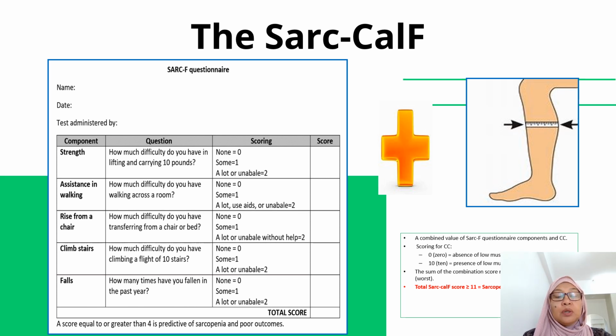So now you have to total the SARC-CalF score. Add the SARC-F score to the calf circumference score. A total score of 11 or higher indicates sarcopenia. This combined method improves the diagnostic accuracy compared to using either tool alone.